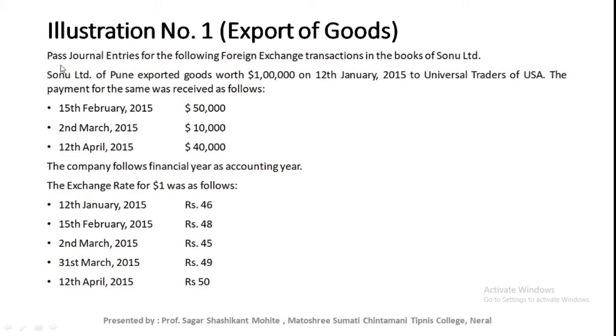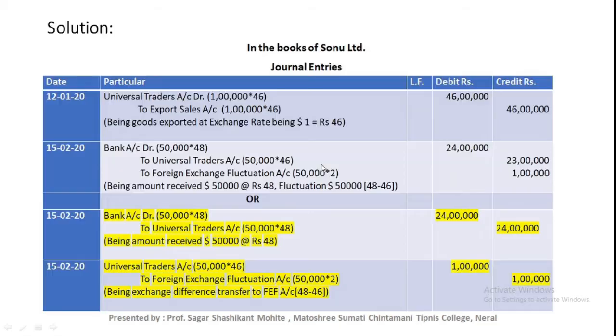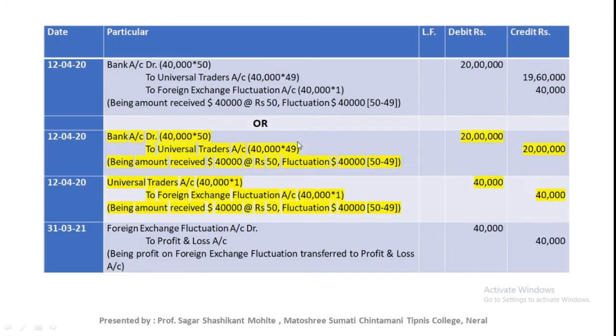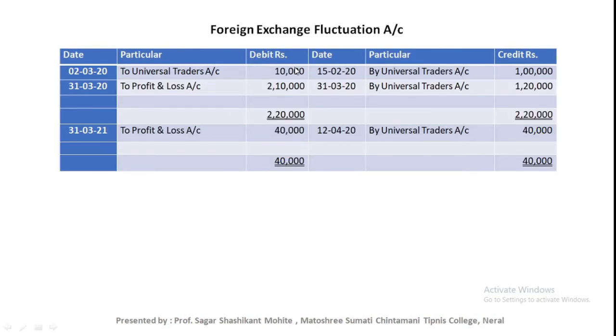We are asked to prepare journal entries, and we also need to prepare the foreign exchange fluctuation account. Now let's see how to journalize the transaction. While passing the journal entries, you can prepare the foreign exchange fluctuation account simultaneously, or you can prepare it after completion of all the journal entries. For year end, you can prepare the foreign exchange fluctuation account and transfer its balance to the P&L account. For the next year also you can do that.